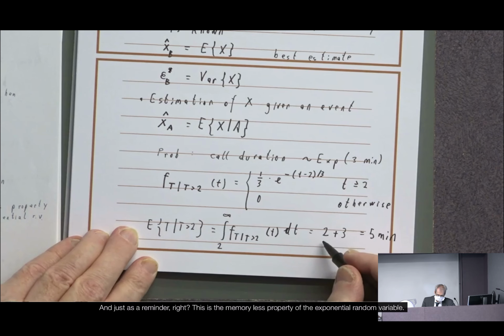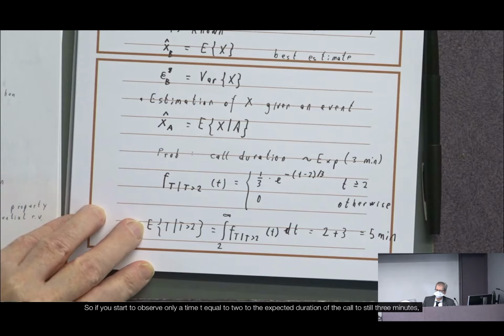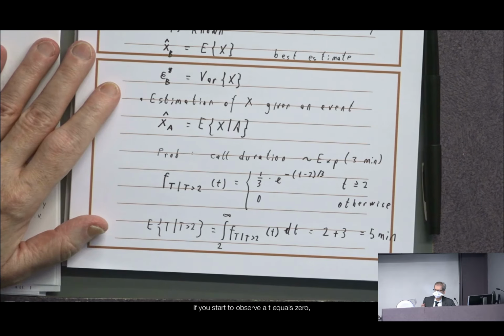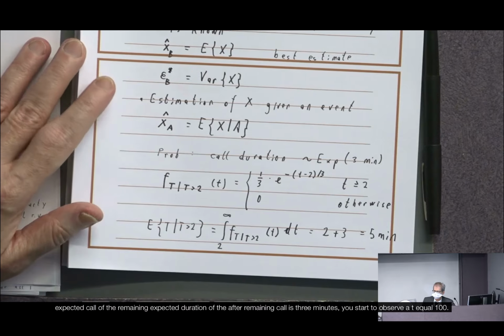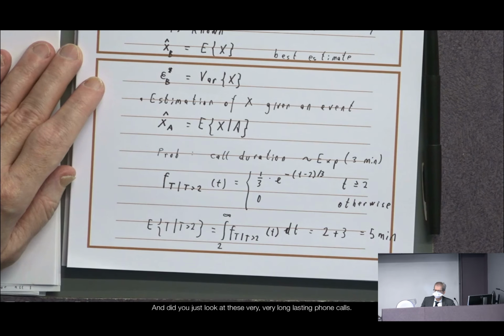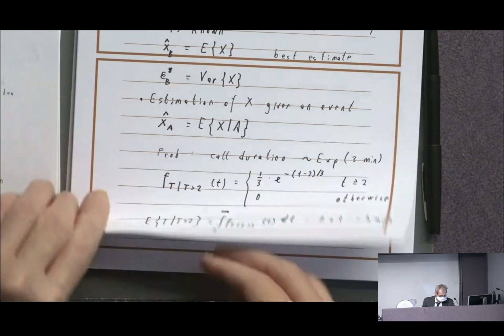And just as a reminder, this is the memory-less property of the exponential random variable. And so no matter when you start the observation, the rest always looks the same. So if you start to observe only at time t equal to 2, the expected duration of the call is still 3 minutes. If you start to observe at t equals 0, the expected duration of the remaining call is 3 minutes. If you start to observe at t equal 100, and then you just look at these very, very long-lasting phone calls, the expected value of the remaining duration is still 3 minutes.